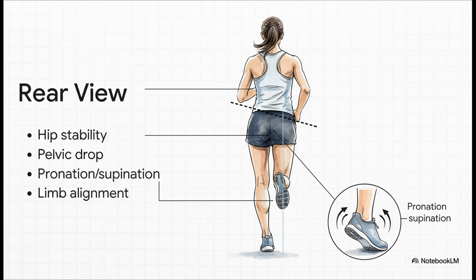And rounding out our foundational trio is the rear view. This angle is fantastic for getting another perspective on hip stability and pelvic drop. In fact, it's awesome for spotting things like a Trendelenburg sign, where the hip drops on the non-stance side. It also gives you a really clear look at what the foot is doing, pronation, supination, and just the general alignment of the limbs from the back.